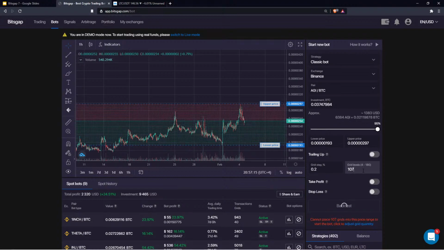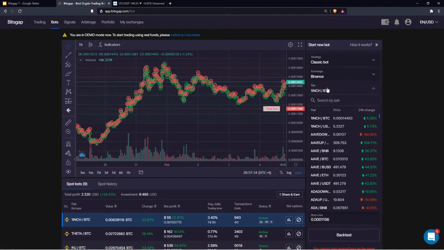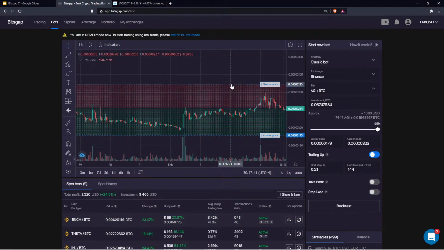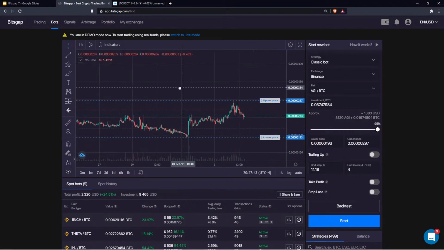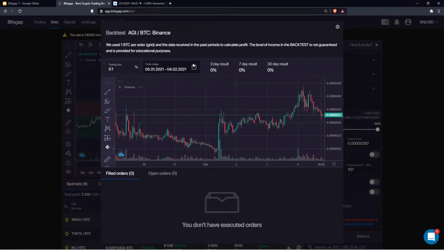Okay, so why is that lagging now? Okay, let's refresh the page. It just, for some reason, does not respond when I click on backtest. Let's use once again AGI Bitcoin. Now classic bot. Okay, the trading range is fine. 107 grid levels. Backtest. And let's use the same date range as the one we used.